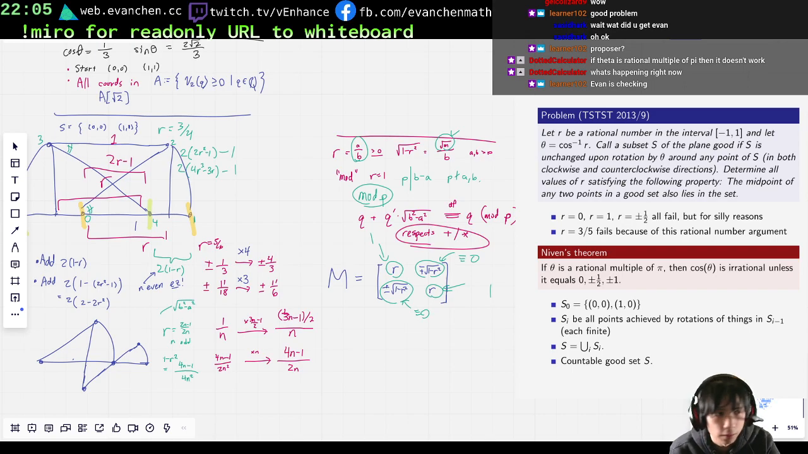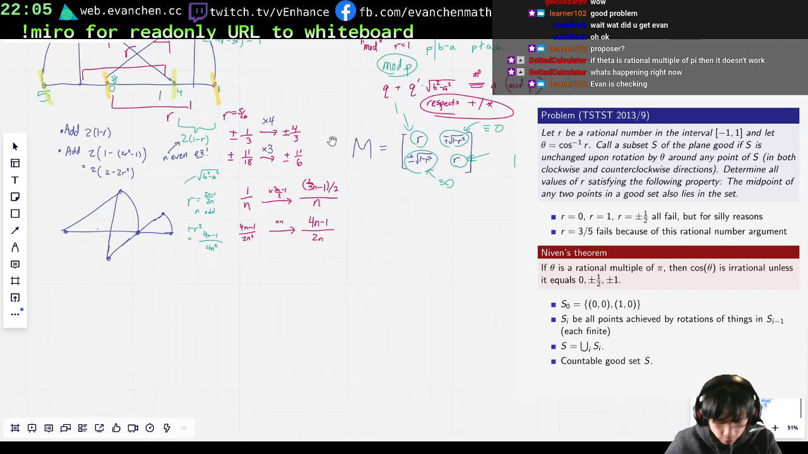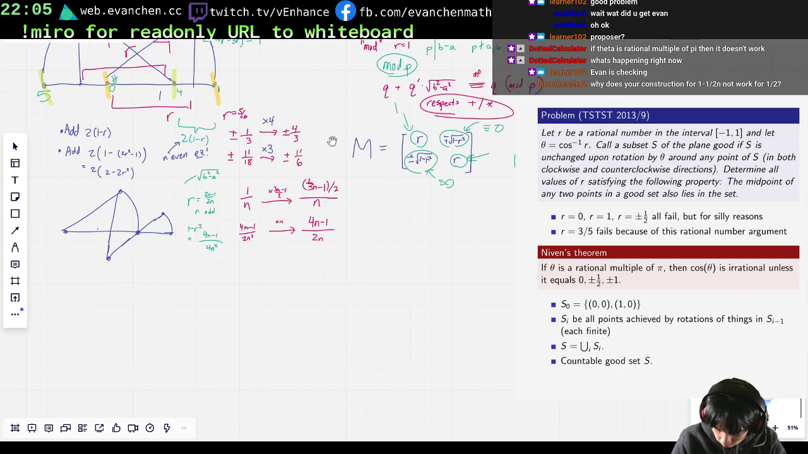Okay, I think I have to be a little more careful about the minus case. So the minus case should roll everything except minus 1 over 2n. Alright, same thing though. For r equals minus 1 over 2n, I can get two numbers. Those numbers are 4n plus minus 4n plus 1 over 2n. And whatever that square is.